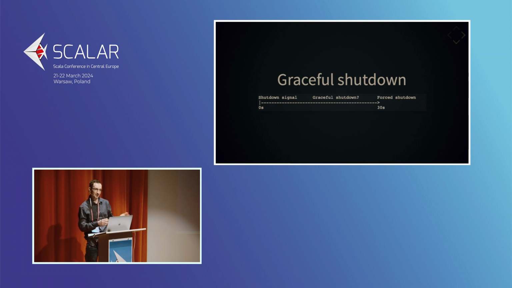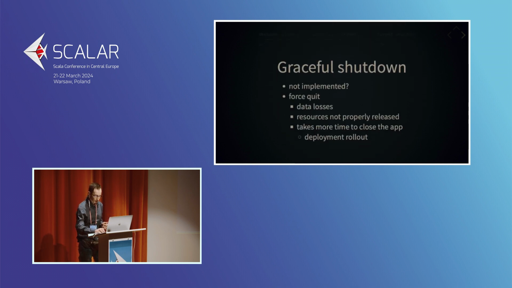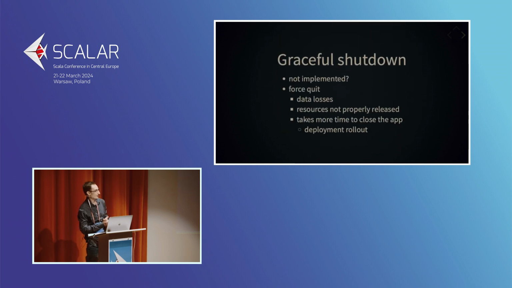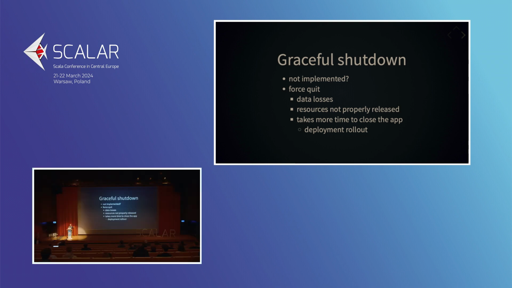In the cloud, when your app doesn't work, you just kill it, and you spin up a new instance. So what can happen if it's not implemented or if it's not working properly? Of course, you might have some data losses. Resources may not be properly released, but that's not all. Also, it may take more time to close your app, so for example, instead of 2 seconds, 3 seconds, 5 seconds, it will take half a minute.